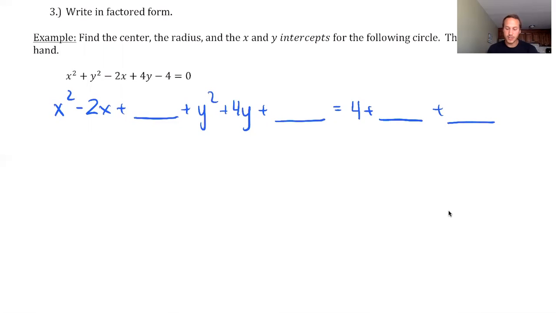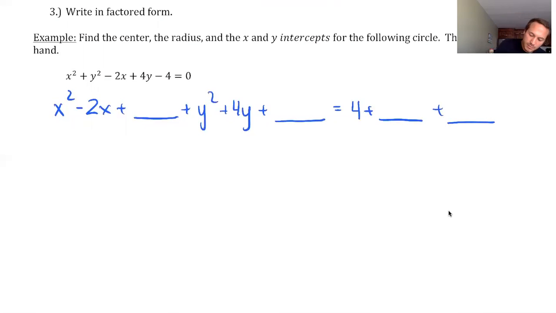This is something I should have read to you in the problem. We're going to find the center, the radius, and the x and y intercepts. The x and y intercepts are going to be new for us. But in order to find the center and the radius, I need to be in center-radius form. So how do I do that? Well, I rearrange it like I have here.